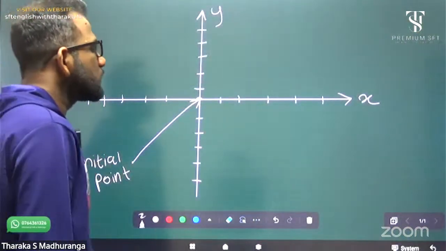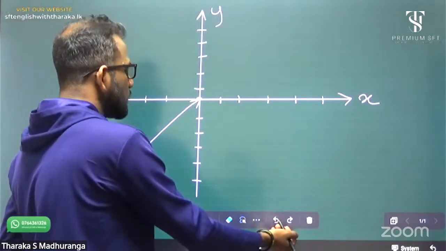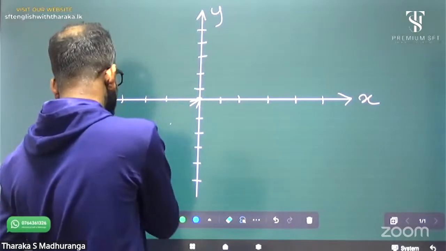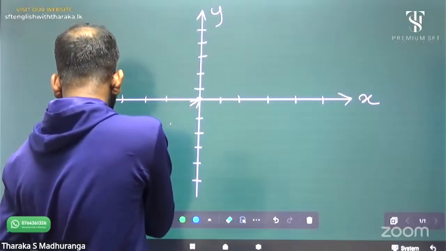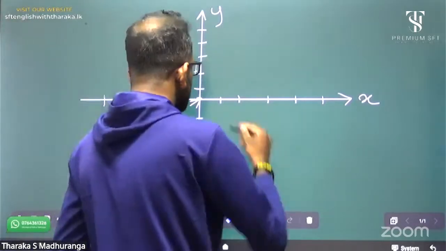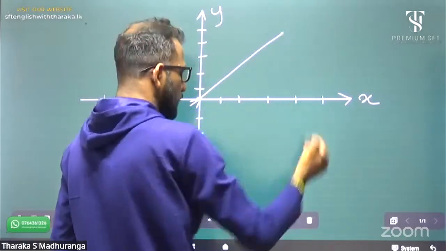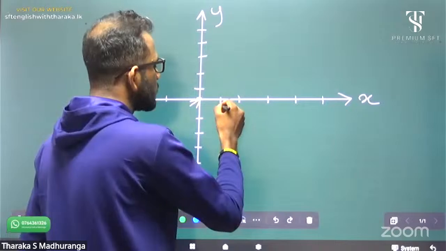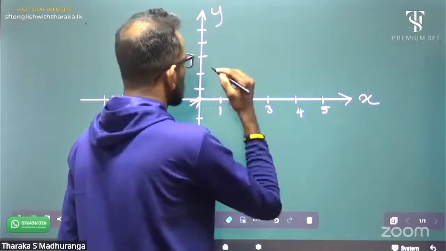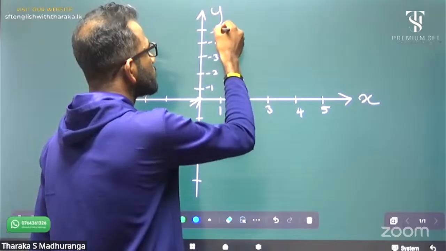Next, we discussed how to get the length between two points, the distance of any straight line. Think it is a straight line. I told you we can use the Pythagoras theorem. Think it is plus 1, 2, 3, 4, 5 and minus 1, minus 2, minus 3, minus 4, minus 5.